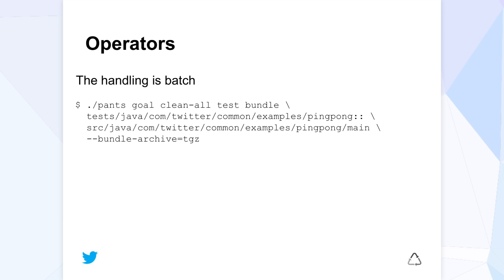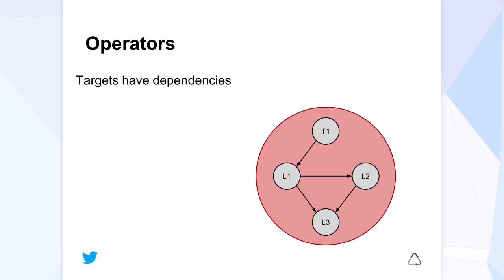So we've clearly got a mix of tests and source code. And then there's a flag. So we're probably telling bundle that we want a tar gzip. So the command line is batch. You can tell it to do a lot of different operations. And what'll Pants do? Well, it'll take that target graph that you've identified.